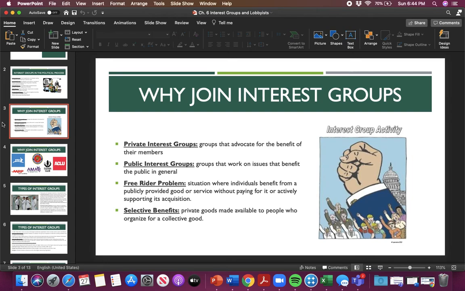Private interest groups have the advantage of having access to more money because they have members who contribute to that particular cause. And they also have the benefit of selective benefits, which are privileges they can give to people who contribute to work for that cause. And we'll look at those in a minute as well.